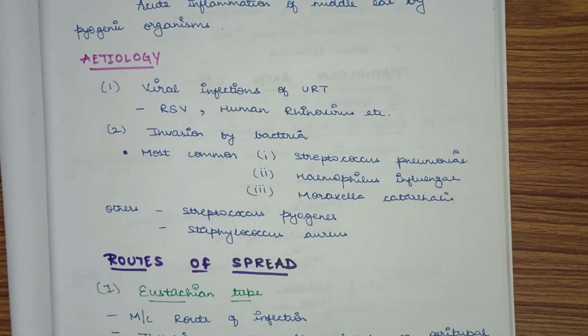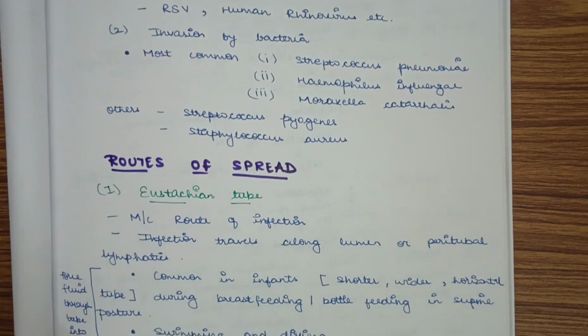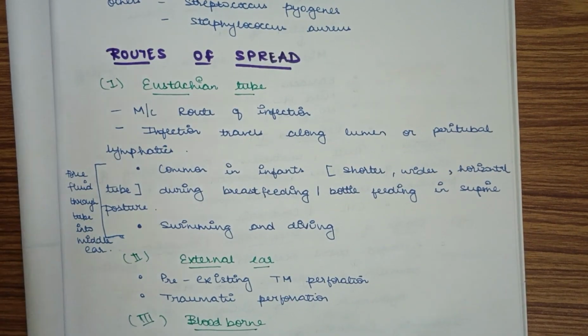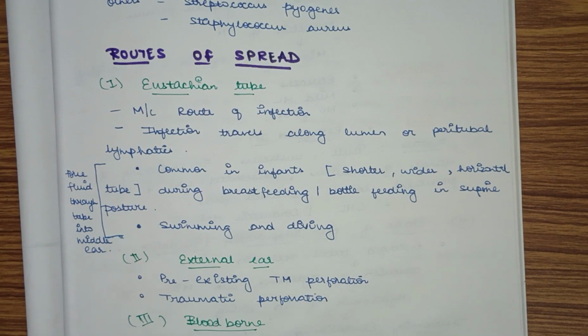So now we'll look at the routes of spread of this acute suppurative otitis media. Most common route of spread is the eustachian tube. So infection will travel along the lumen or peritubal lymphatics of the eustachian tube. So initially there is infection in the nasopharynx, which is transmitted along the eustachian tube into the middle ear, leading to infection of the middle ear.